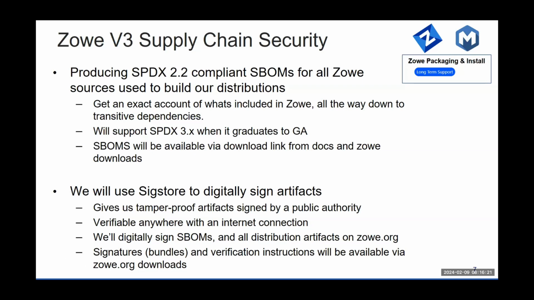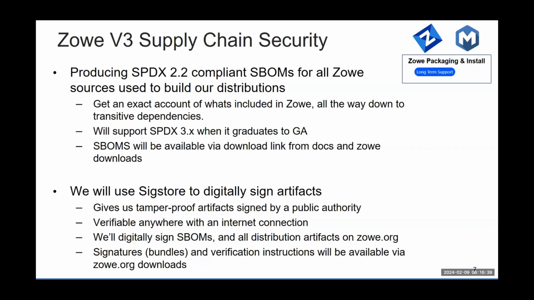Secondly, we're also going to be using Sigstore to digitally sign artifacts. So digital signatures are the tamper-proof seal that you get on anything that you buy from a pharmacy, right? This tells you that none of the software has been changed from the moment it was built by us. And not only that, it tells you exactly who built the software.